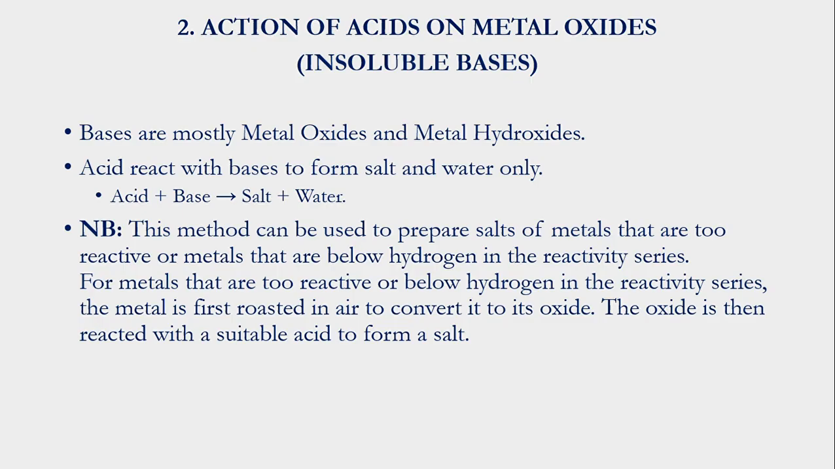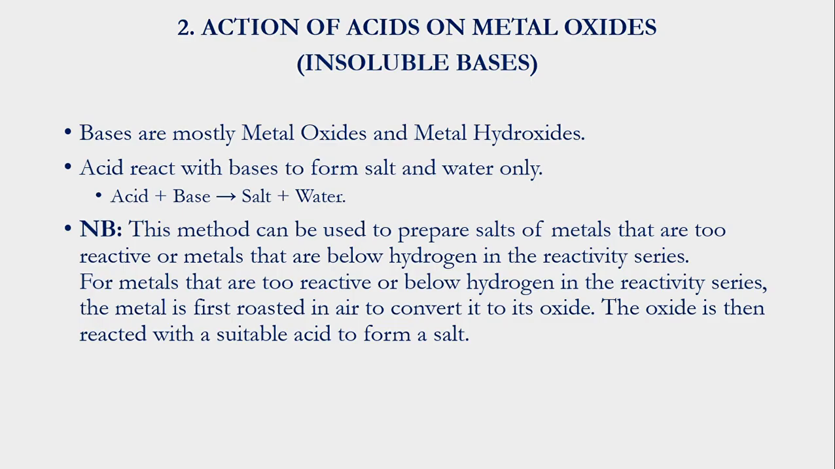So we react an acid plus a base to give us salt and water. There is an advantage that this method can be used to prepare salts of metals that are too reactive or metals that are below hydrogen in the reactivity series. So this is the opposite of the first method. We said the first method, where we are reacting a metal and an acid, we do not use those metals that are too reactive or those metals that are below hydrogen in the reactivity series.